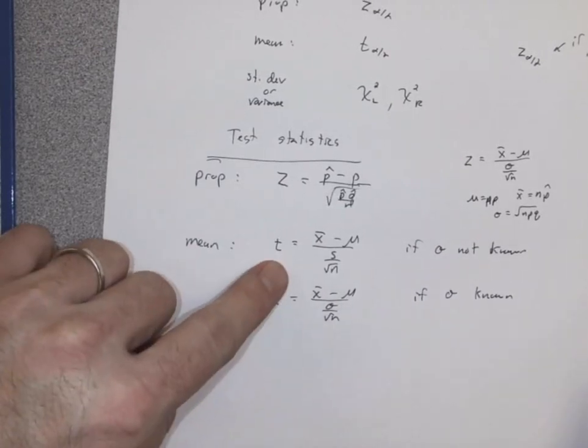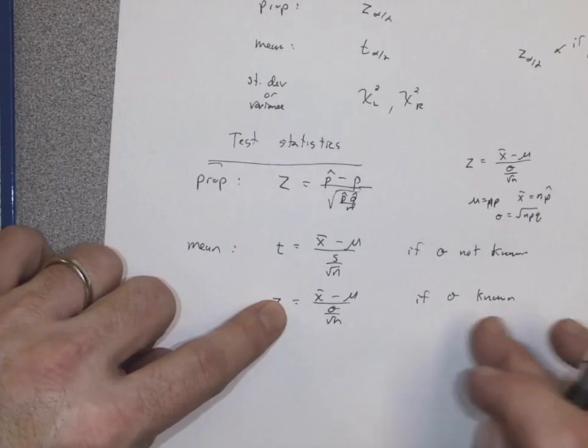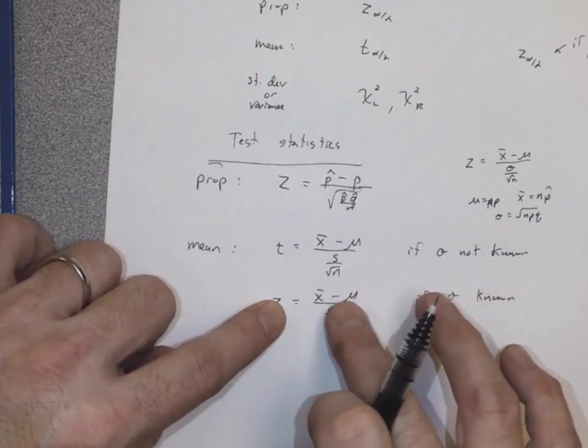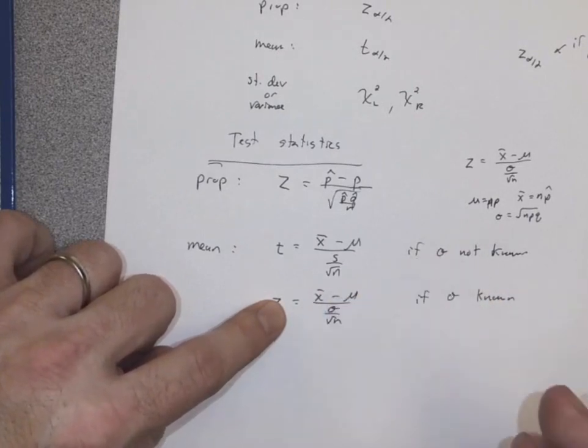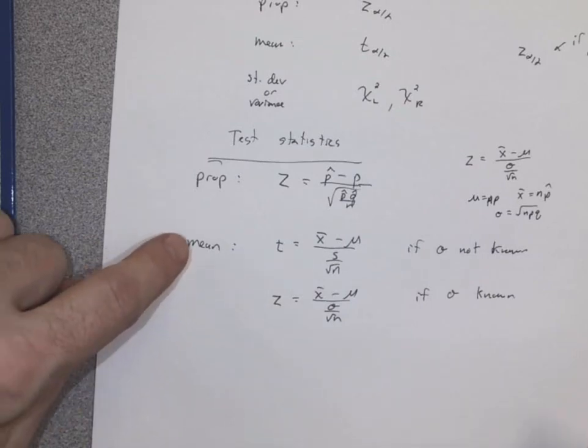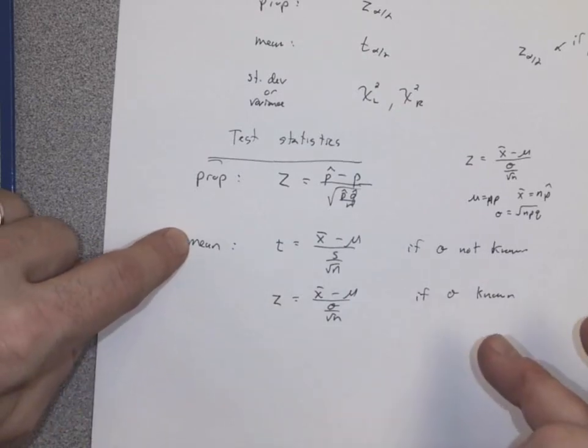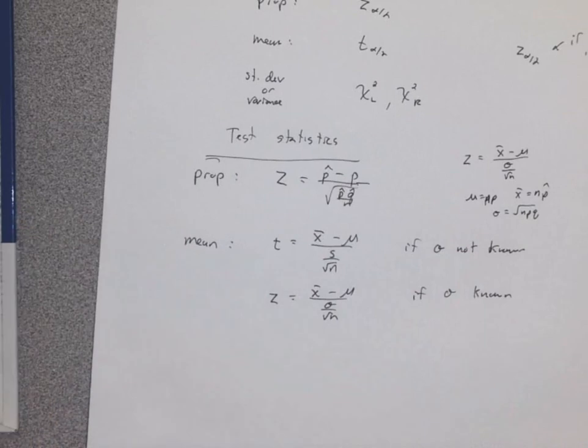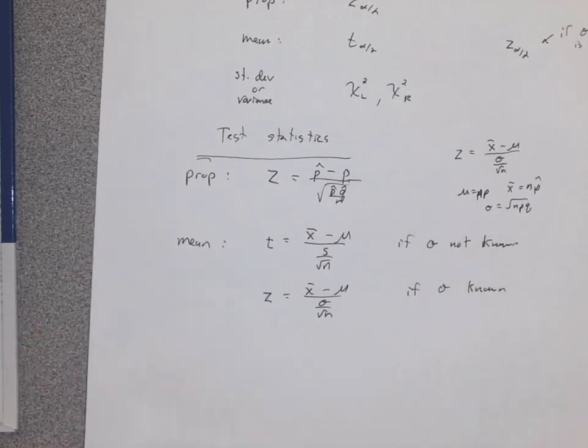We usually use the t version more often than not, because it's kind of rare that we know sigma. It's kind of rare that we know the mean and not know sigma, because they're related.